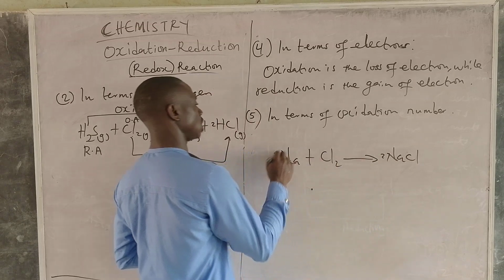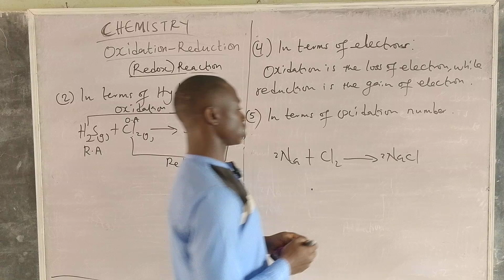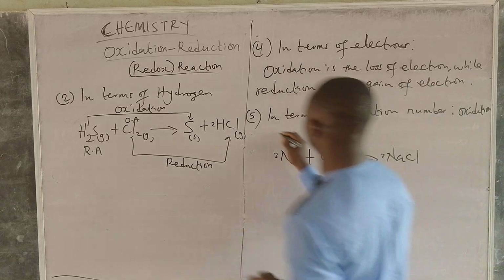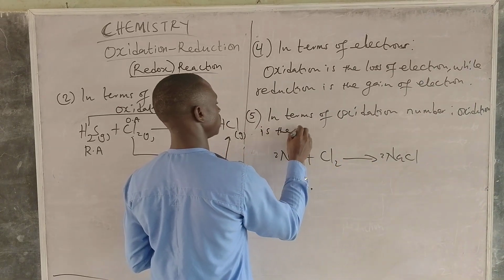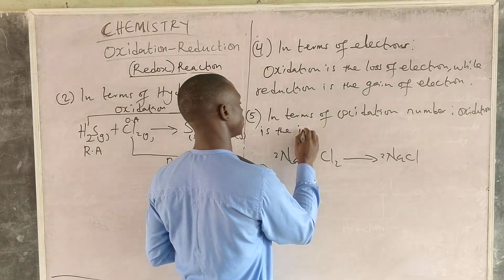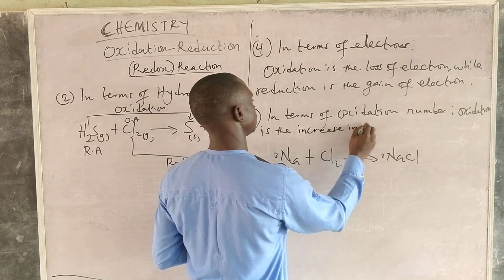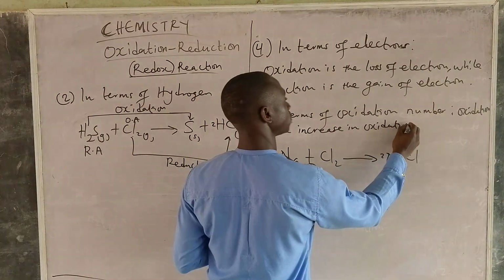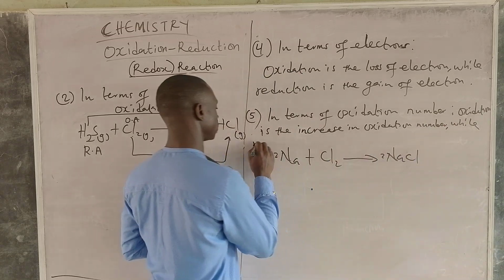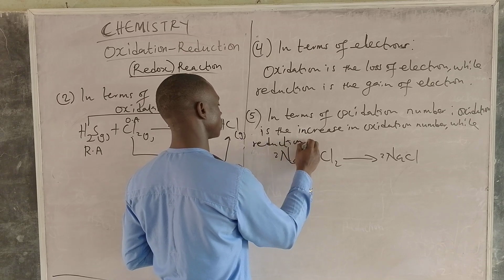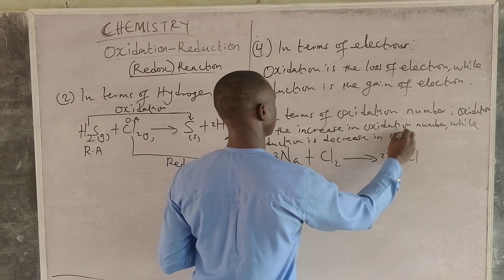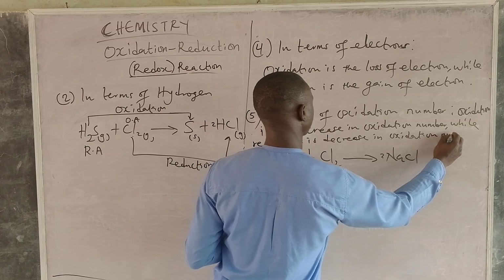All right. So how do I explain oxidation reduction in terms of oxidation number? Oxidation is the increase in oxidation number, while reduction is decrease in oxidation number.